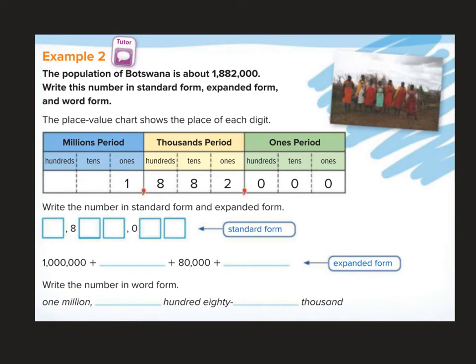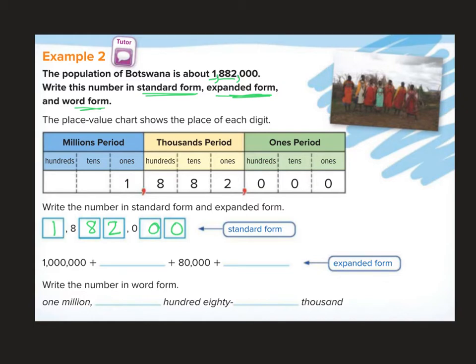Okay, let's keep going. Example 2. The population of Botswana is about 1,882,000. Write this number in standard form, using only numbers, expanded form, showing the value of each number, and word form. Standard form is just 1,882,000. There we go, standard form numbers.